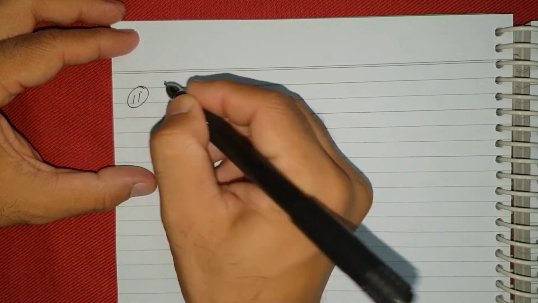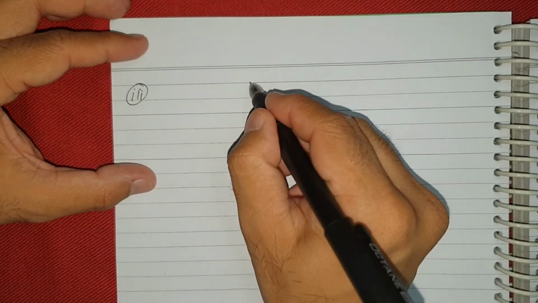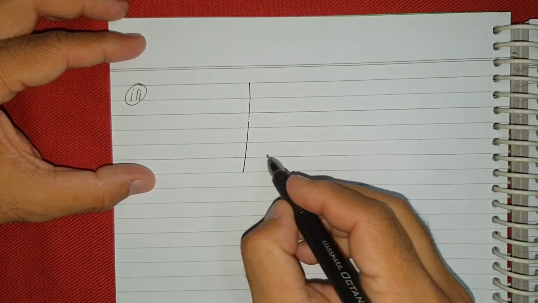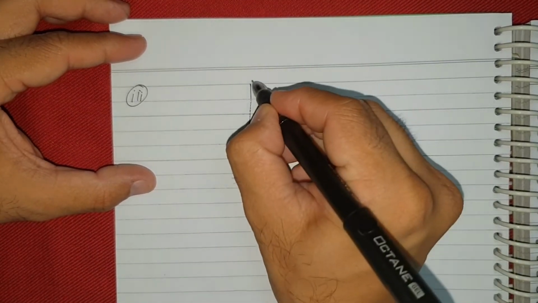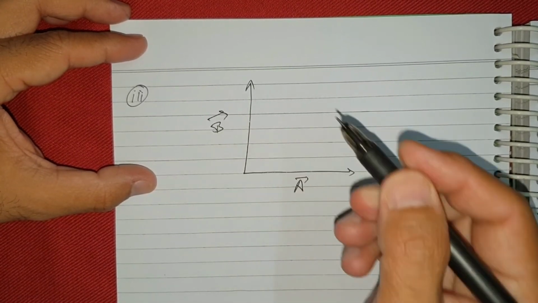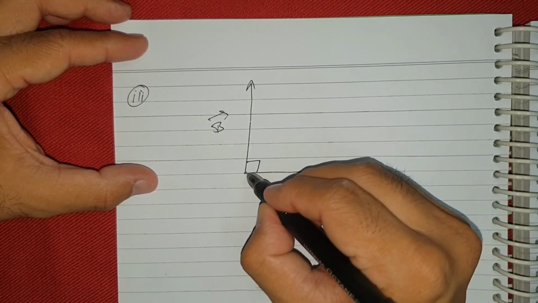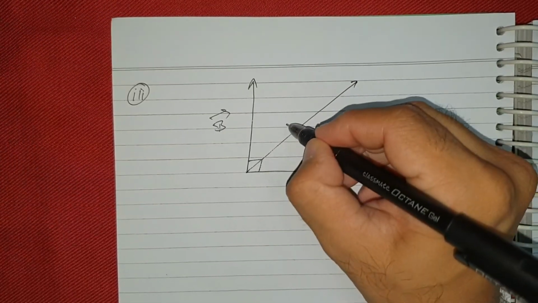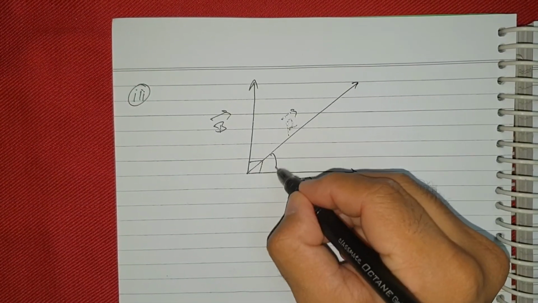Now, when two vectors act at right angle to each other. Right angle means, see, this is vector A, this is vector B. This is 90 degree, and take this as the resultant R and this angle as beta.